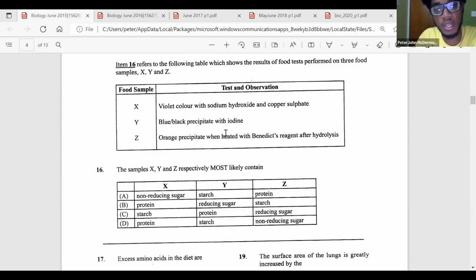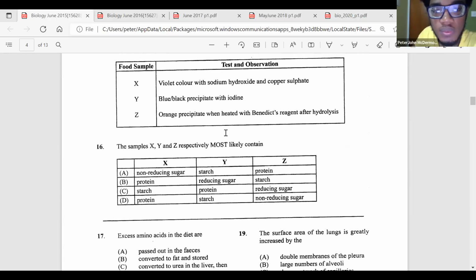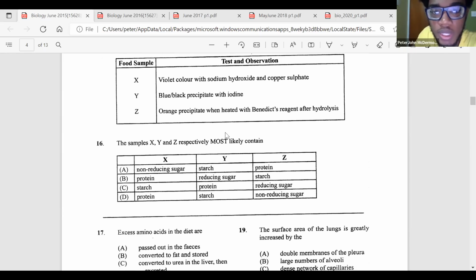Blue-black precipitate with iodine. That's a test for what? Starch, you guys are saying? Yes, sir. Orange precipitate when heated with Benedict's reagent after hydrolysis, and we're saying that's non-reducing sugar. Yes, sir. Are we sure it's not reducing sugar? Yes, sir. Why? What would be the color if it was a reducing sugar? I think it's brick red or something like that.